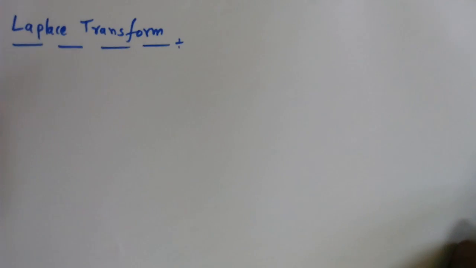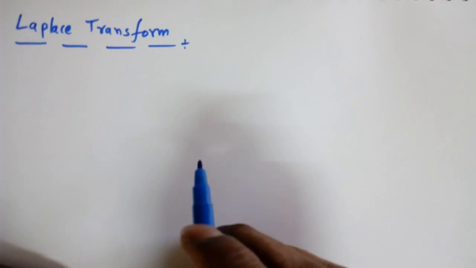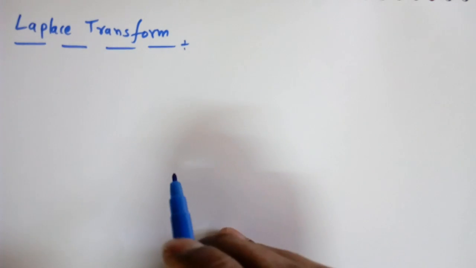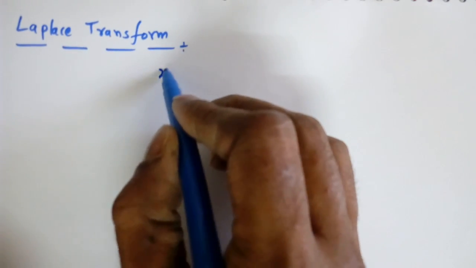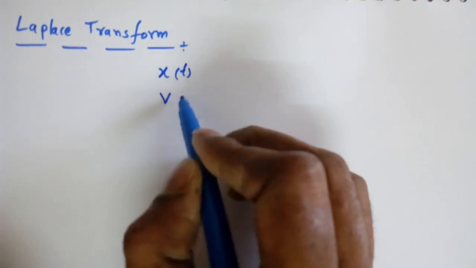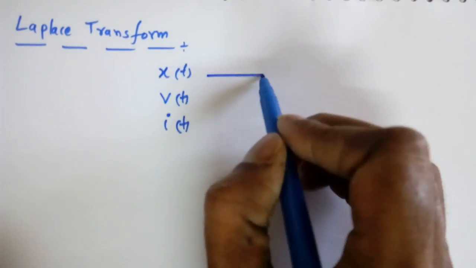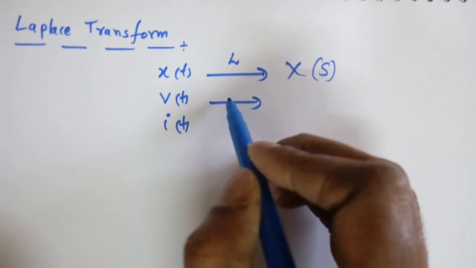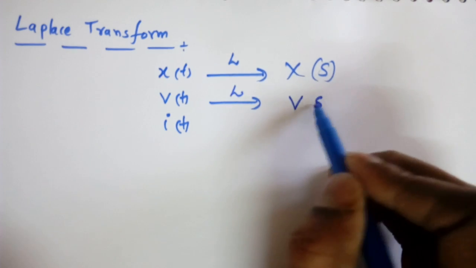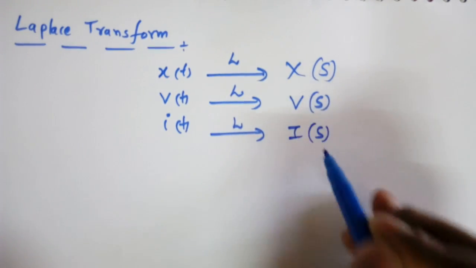Now the important concept is Laplace transform. To find the given response, whatever we just now did, we can use the Laplace transform approach also. Now what is the Laplace transform? If there are x of t or v of t or i of t signals in time domain, when we take Laplace transform, it will become capital X of s, capital V of s, capital I of s, right?